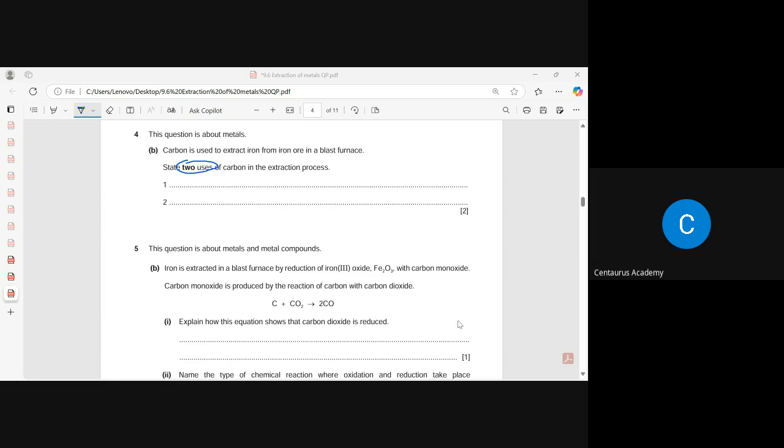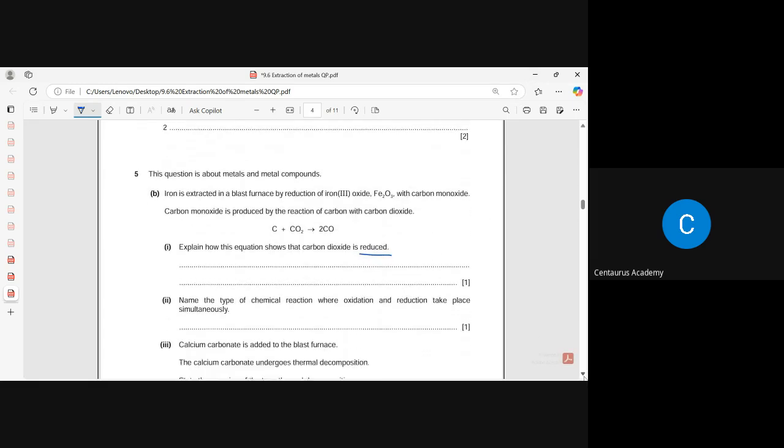Okay, moving on to the next one. Explain how this equation, carbon reacting with carbon dioxide to produce carbon monoxide, shows that carbon dioxide is reduced. Carbon dioxide loses an oxygen. Yes, very good. Carbon dioxide is going to lose its oxygen, and loss of oxygen is a reduction reaction. Gain of oxygen is oxidation. Okay. 1 mark, 1 statement is required.